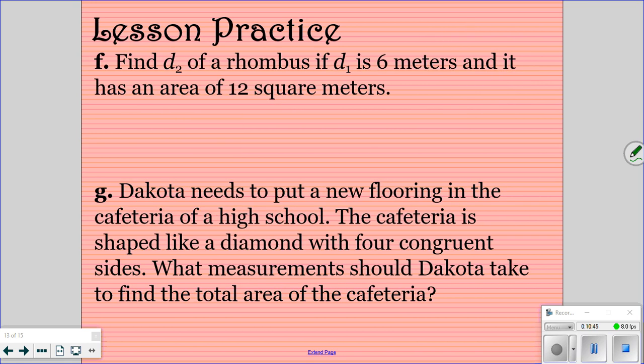Let's look at the last two. So I want you to find D2 if D1 is 6 and it has an area of 12, and then find the total area of the cafeteria. So y'all try those and then unpause the video.